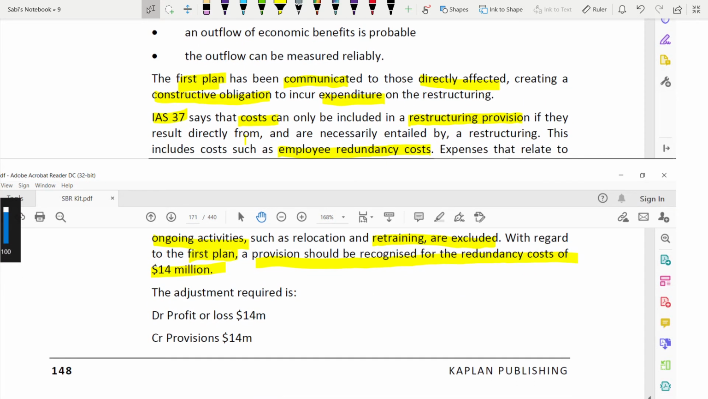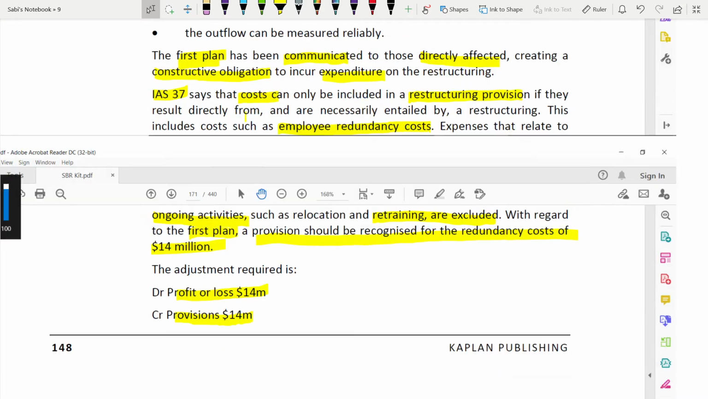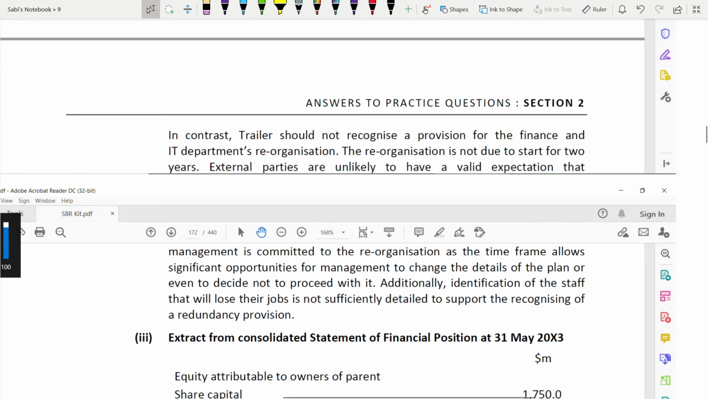As I told you in the first part of A also, adjustment required: debit, credit, always give debit and credit, okay? So provision we know is credit, and debit will go to profit and loss account as an expense. It's an expense only, no? So debit P&L 14 million, credit provision 14 million, okay? Next.